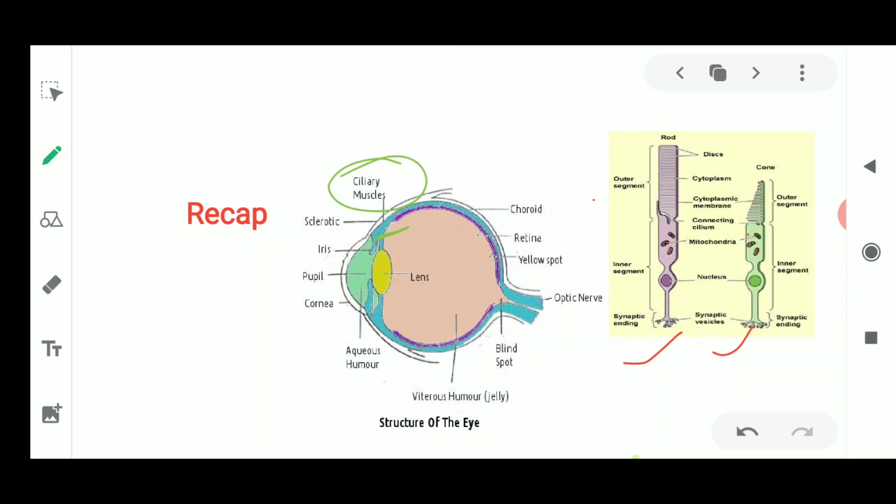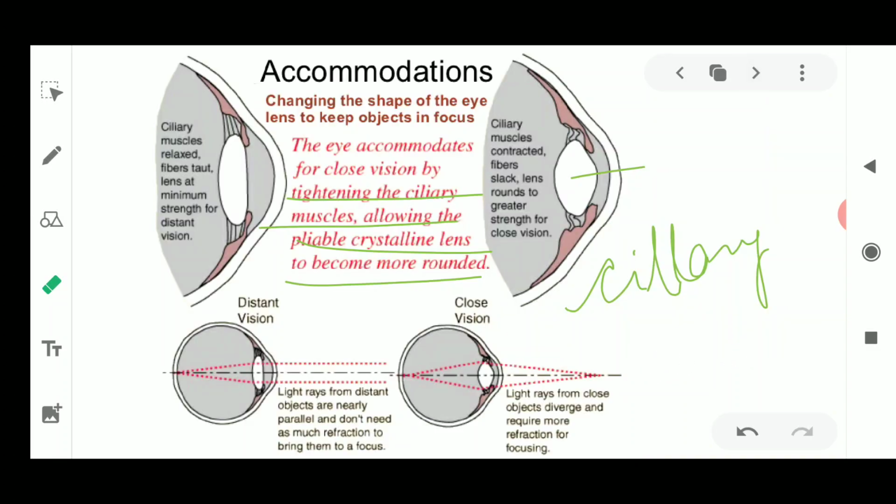It adjusts the size of the crystalline lens present in the eye. The ciliary muscles are responsible for stretching or relaxing the eye lens, so they are responsible for changing the focus. The focus changes because of the tightening and loosening of the eye lens, which is held by these ciliary muscles. The focal length of the eye changes by the action of the ciliary muscle.